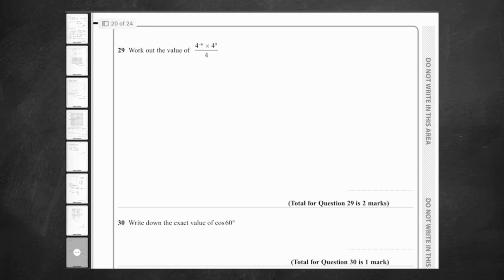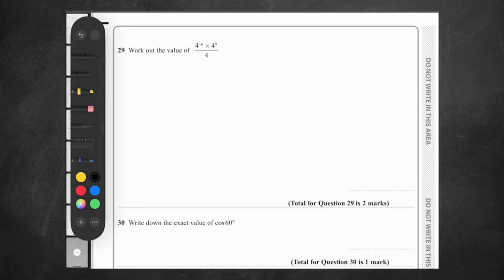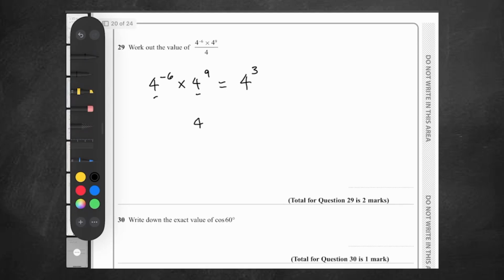Question 29. Work out the value of 4 to the power minus 6 times 4 to the power 9, divided by 4. So if we look at the numerator first, 4 to the minus 6 times 4 to the 9, when you're multiplying powers like this, when the number is the same at the front of the powers, you just add the powers together. So that is just going to be minus 6 plus 9, which is 4 to the 3. And we know that we need to put a 4 on the bottom as well. Equals 4 to the 3 over 4, which equals 4 squared, which is 16.